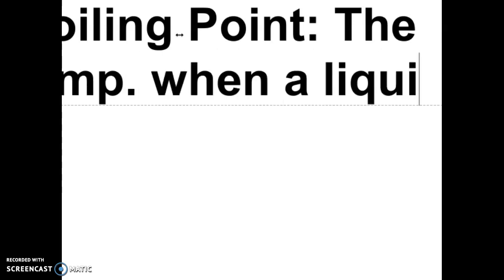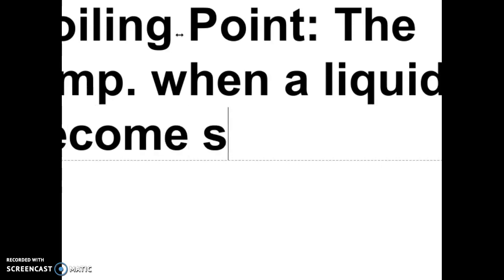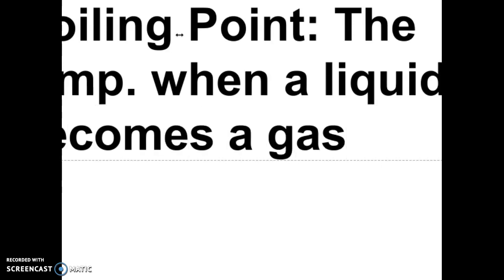When a liquid becomes a gas. The temperature when a liquid becomes a gas. Boiling point. Now, boiling point is also very similar to evaporation, isn't it? Because if we have a puddle of water outside, we're not going to say the water boiled. No, we would say the water evaporated.